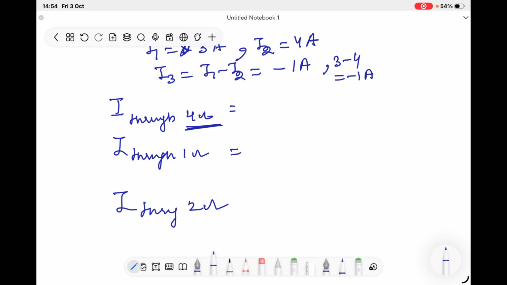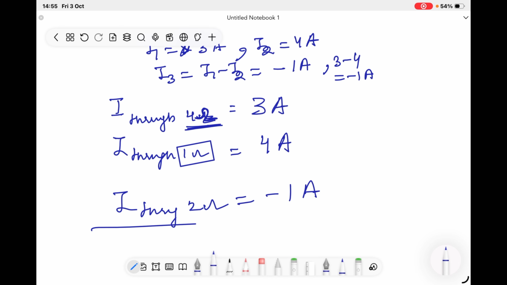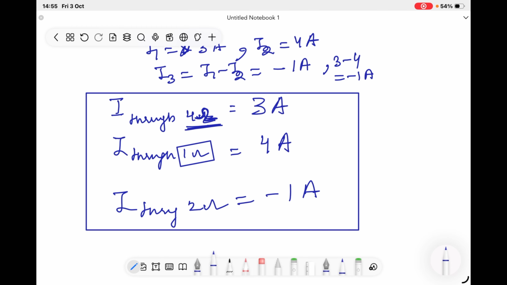The current through the 4 ohm was I1, so I1 is 3 ampere. The current through the 1 ohm was I2, which is 4 ampere, and through the 2 ohm it was I1 minus I2, so minus 1 ampere. Minus simply shows the direction, that we should have taken the opposite direction, but it is okay. So we are ready with the answers.